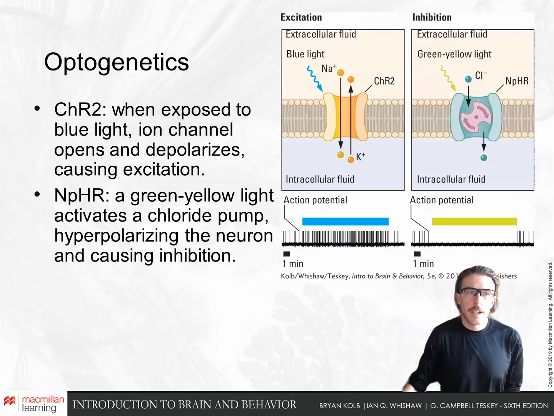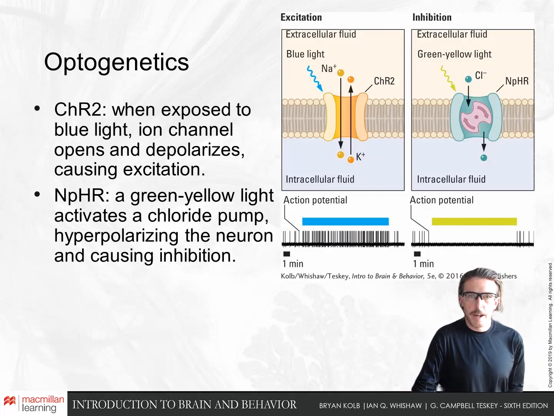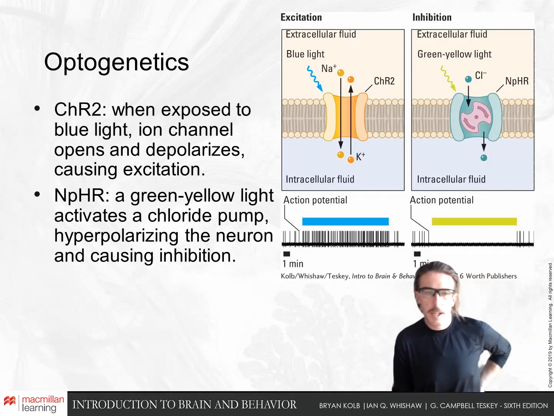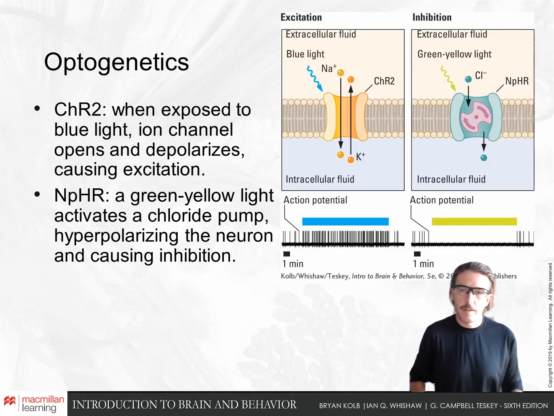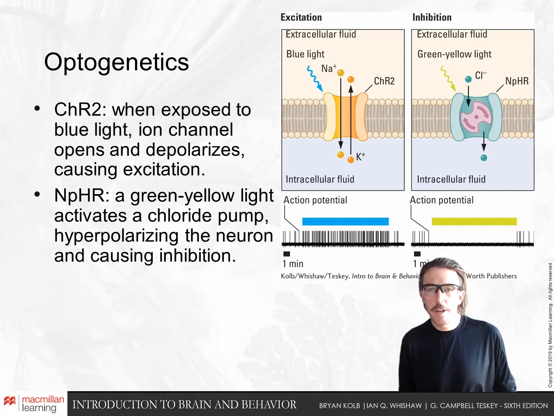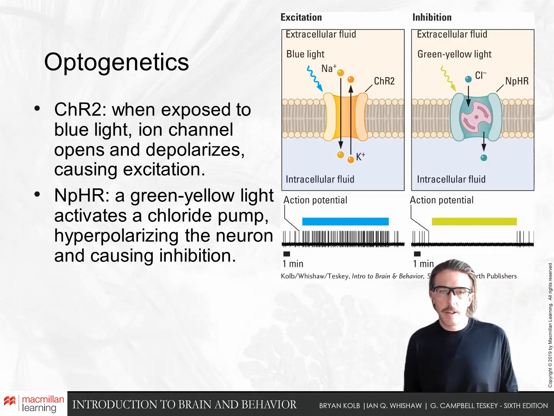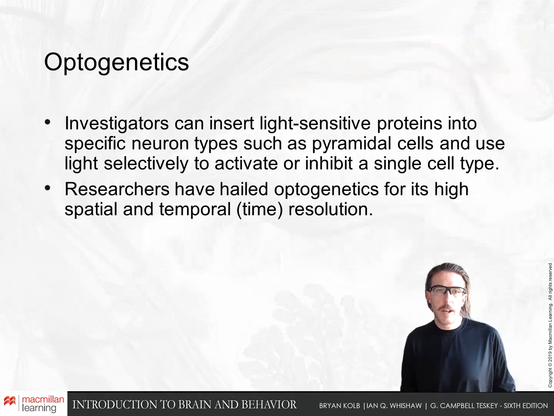Channelrhodopsin, ChR2, when exposed to blue light, opens up an ion channel and depolarizes the cell, making it more excited and making it fire more action potentials. Alternatively, this other type of receptor, when green-yellow light is shone on it, creates a chloride pump that hyperpolarizes the cell and makes it less likely to fire action potentials. So you can imagine the experimental control possible by manipulating these amounts of these receptors in certain types of cells.